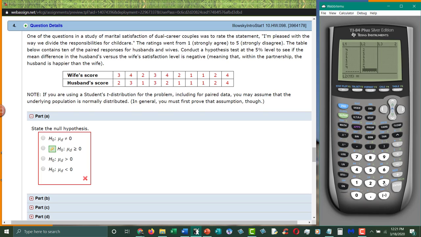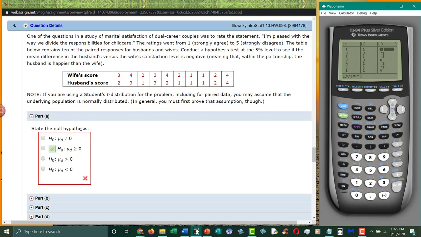Okay, so now, in list 3, I'm going to subtract L2 minus L1, because I need to subtract the wife's scores from the husband's scores. So I'm going to go up to the top here where it says L3, and I'm going to type in, second, L2 minus second, L1. So now notice it's telling us that L3 is going to be L2 minus L1. And when I hit enter, it's going to do the subtraction. Okay, so I have my data here in L3.